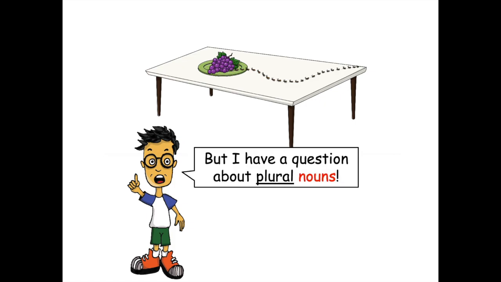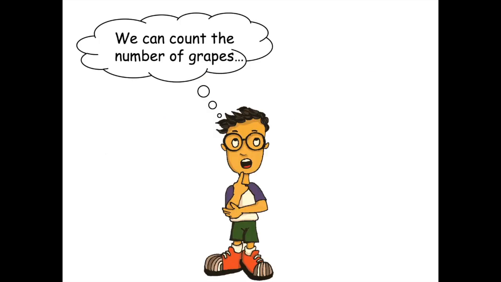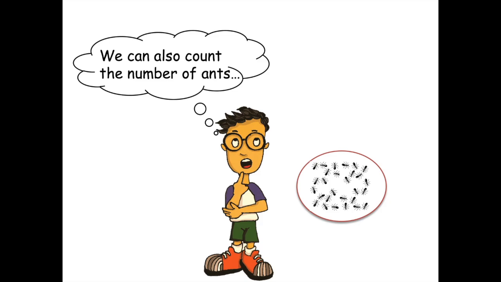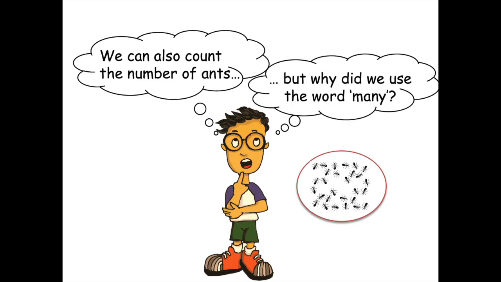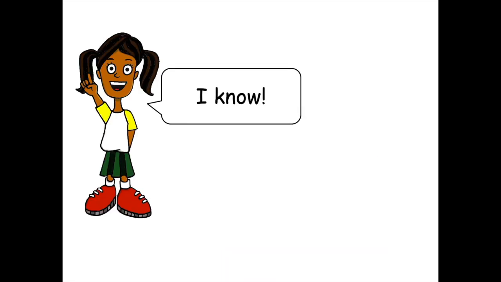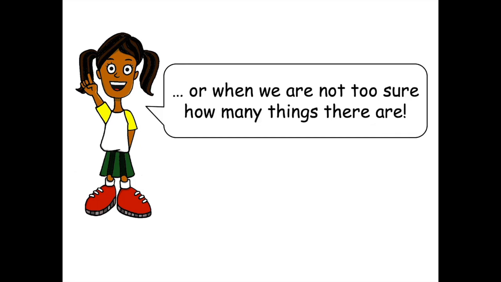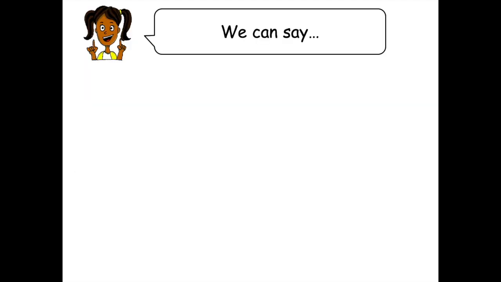But I have a question about plural nouns. We can count the number of grapes. But why do we use the word some? We can also count the number of ants. But why do we use the word many? I know. We can use some or many where we don't know the actual number of things. I don't know exactly how many ants there are. I don't know exactly how many grapes there are.